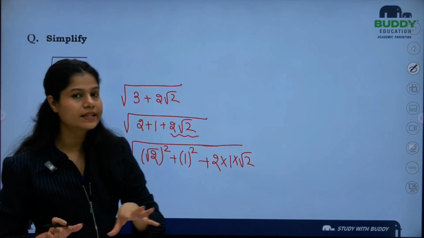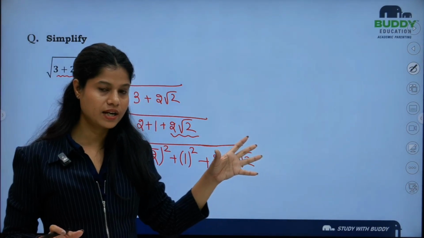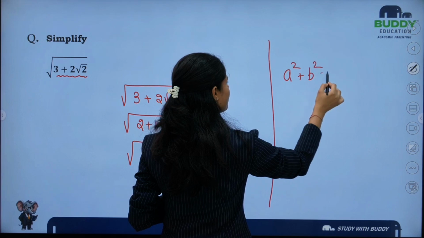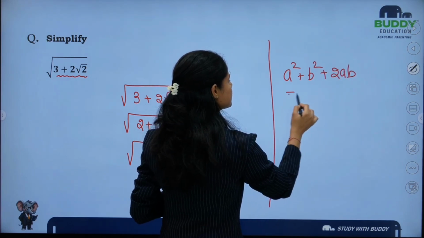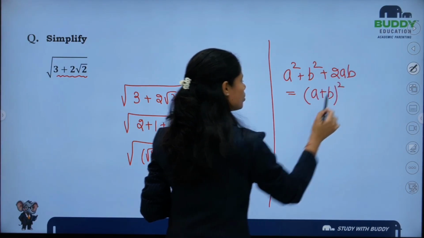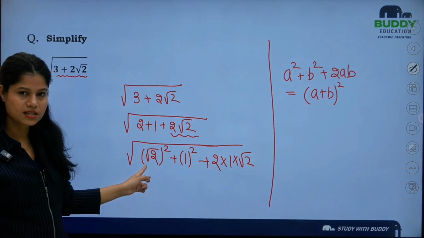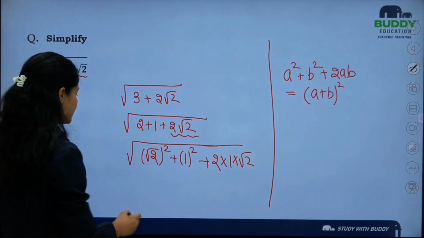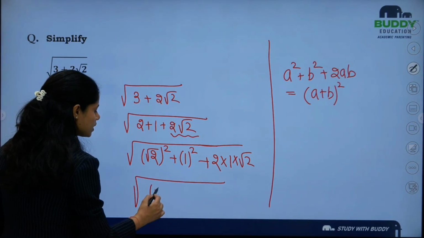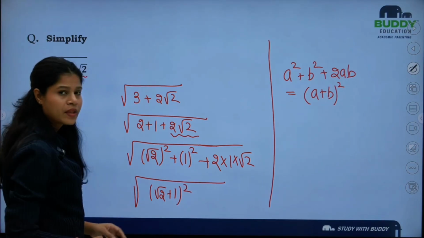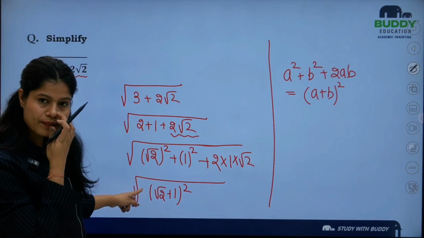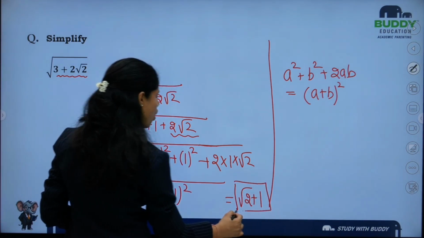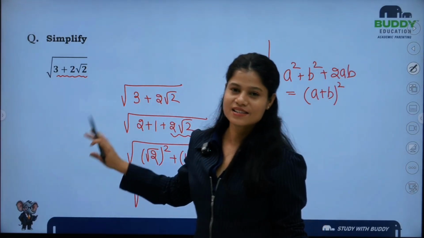Now, why have we specifically done this manipulation, right? Because we know that there is one identity like this, a square plus b square plus 2ab, and this is the identity of a plus b whole square, right? Now you compare this with a square, b square, 2 into a into b. So we get to know that instead of this whole thing we can also write root 2 plus 1 whole square, and now you know that this whole square will be cut down by the square root, and then you will be left with root 2 plus 1, and this is all that you need to simplify this particular question.